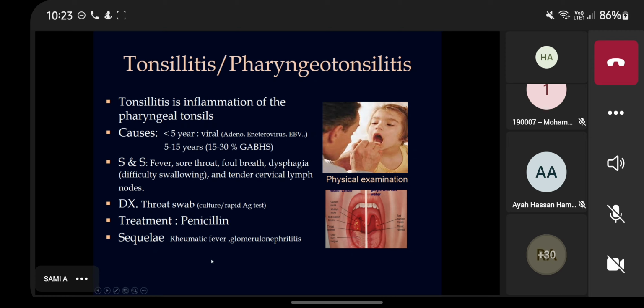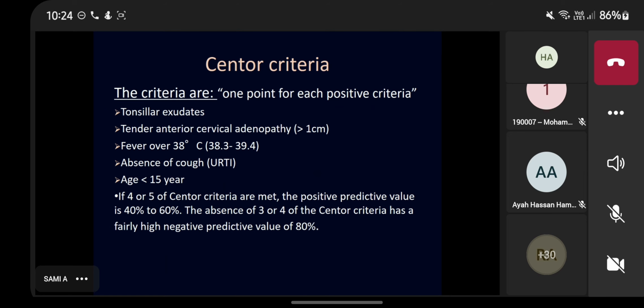The question is why we treat group A beta strep tonsillitis, simply because this will help to prevent the sequelae of group A strep tonsillitis, such as rheumatic fever. It also prevents complications, and it will help to decrease the transmission of the bacteria between family members. So this is the reason we treat.